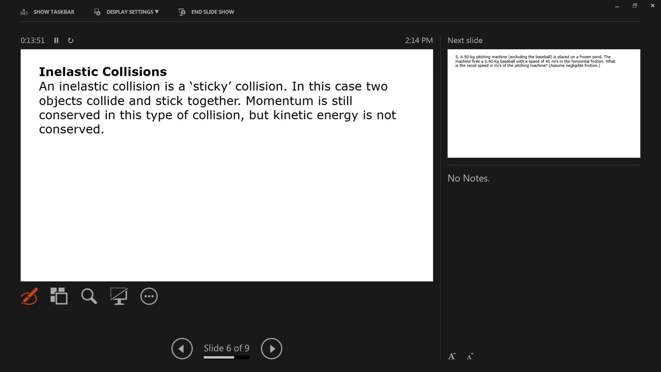An inelastic collision is known as a sticky collision, in which two objects stick together, kind of like a capture. Momentum is conserved. It's always conserved, okay, whether it's elastic or inelastic or partially elastic. But kinetic energy is not conserved.